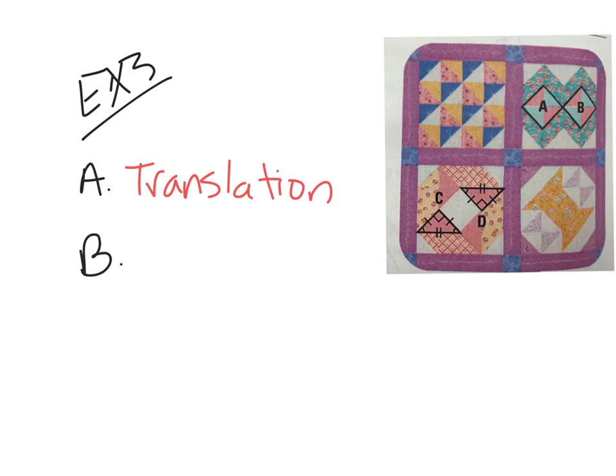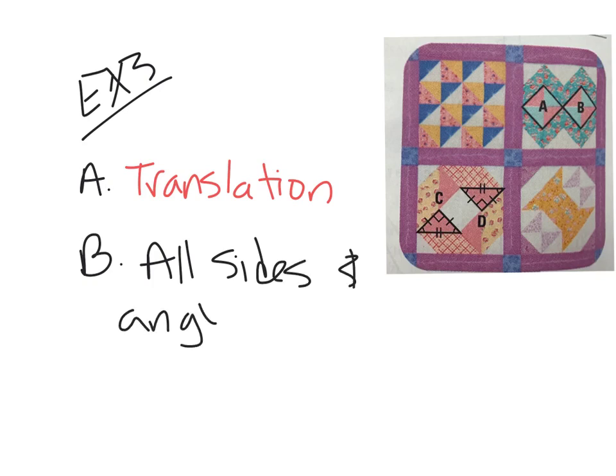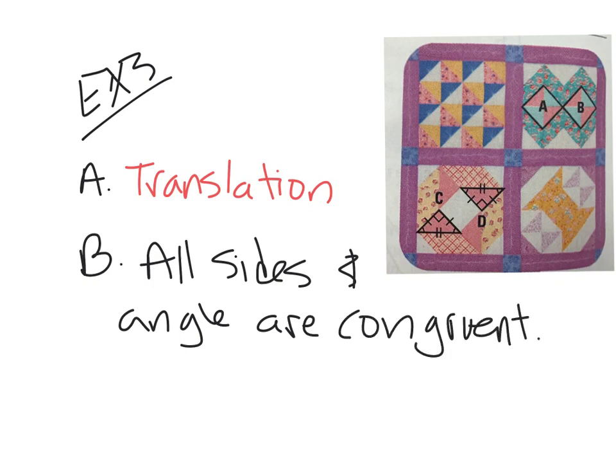All right, C and D, first of all, are these two shapes congruent? Yes. Why? They got all the lines. That is the short way to say that. All sides and angles are congruent. I like that better. They got all the lines.